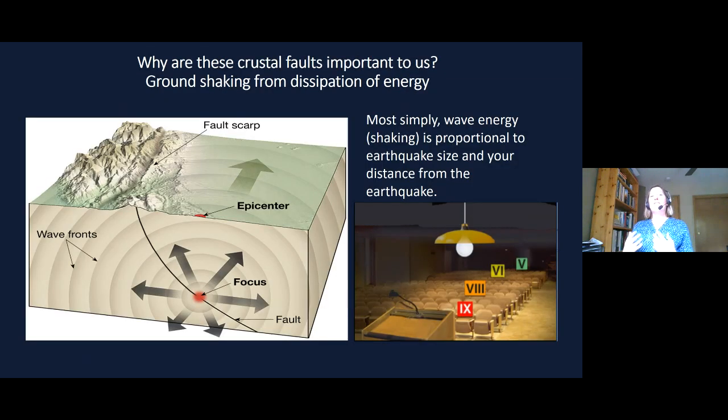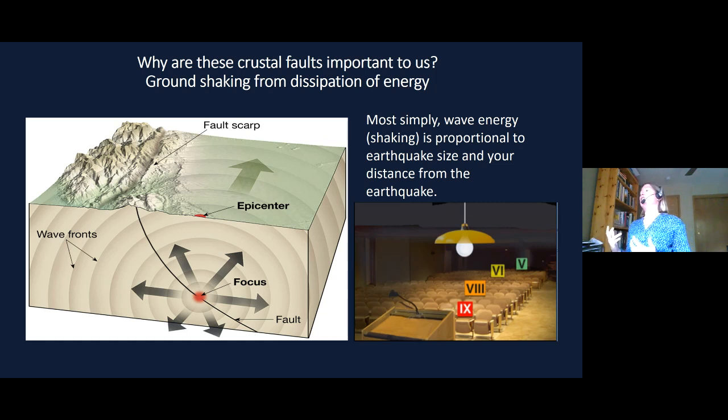Okay, so why focus on crustal faults in the first place for this presentation? Why are they important to us? And it has to do with ground shaking and how the energy that's stored up that creates an earthquake dissipates as you move away from where the earthquake happens. So the shaking comes from wave energy that's created by the fault movement. And that energy dissipates as you move away from the epicenter. So shaking is going to be strongest at the epicenter and less strong furthest away.